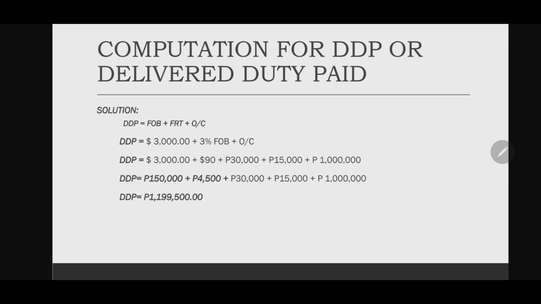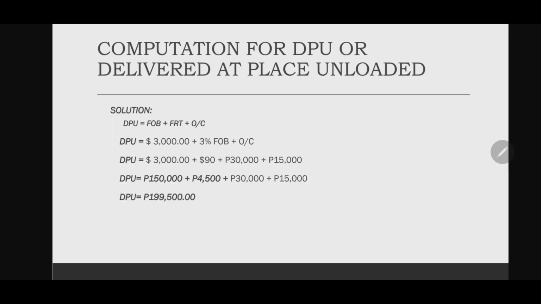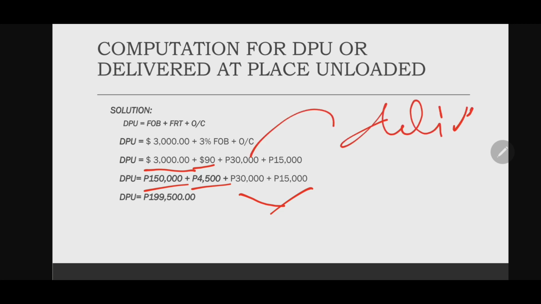And then, oops, by the way, this is for the DDP. Okay, this one. That 3,000 plus 90,000, which is 4,500. If you convert it to peso, 3,000 dollars times 50, is 150,000. Okay, and then the other charges is the bearing for your D group. So this is the delivery charge, delivery, and then this is your unloading.